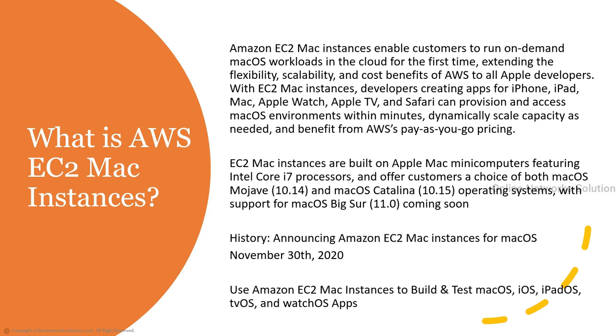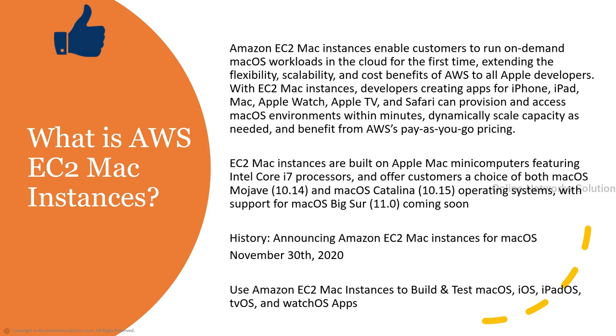EC2 Mac instances are built on Apple Mac mini computers featuring Intel Core i7 processors and offer customers a choice of both Mac OS Mojave 10.14 and Mac OS Catalina 10.15 operating systems, with support for Mac OS Big Sur 11.0 coming soon. So recently the Mac instance was announced on AWS EC2.